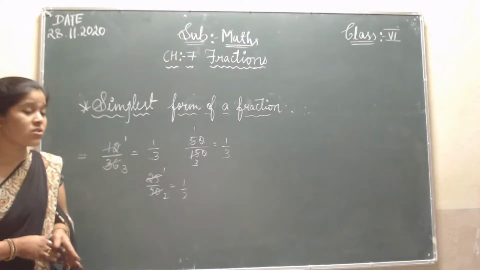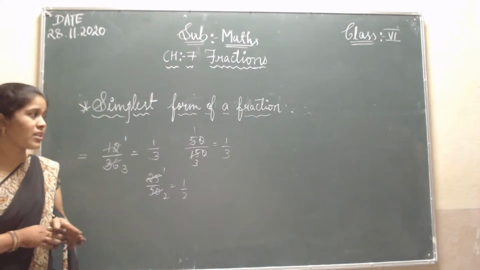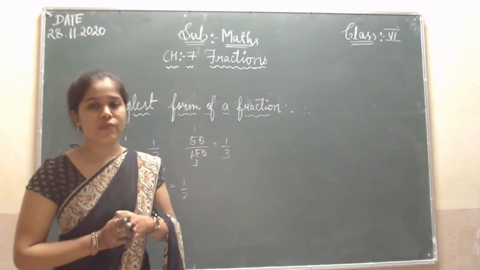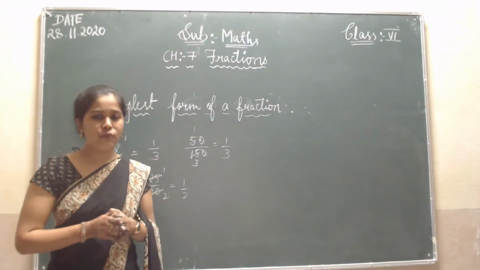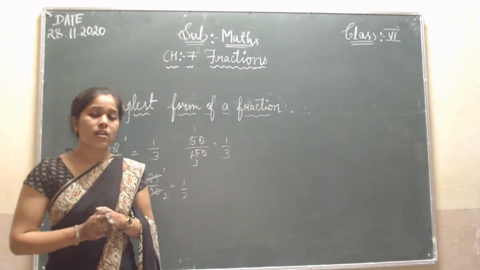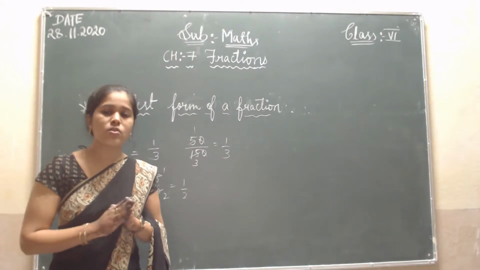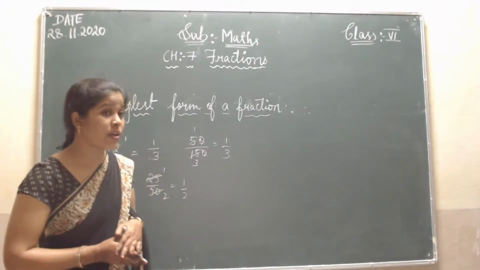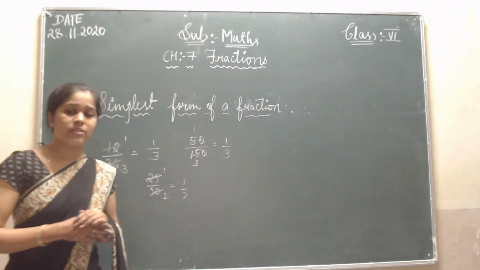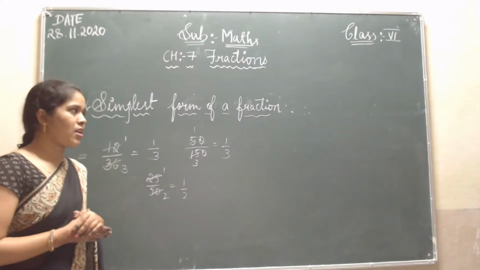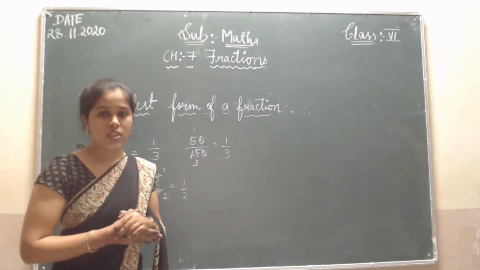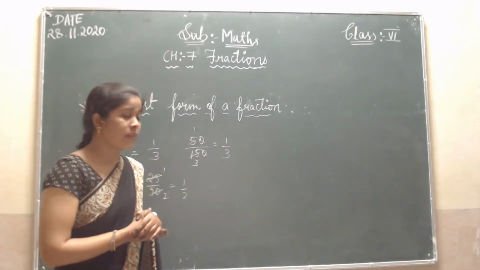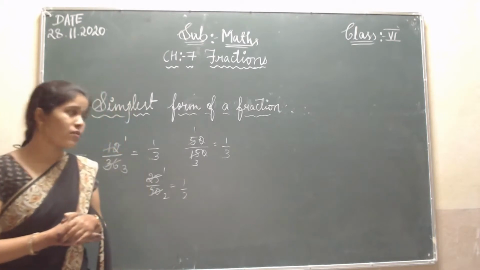Next, the last type of fraction is mixed fraction. A mixed fraction is nothing but a natural number with a proper fraction. For example, natural numbers are 1, 2, 3, 4, 5, 6, up to 9, up to infinity. These are the natural numbers. So natural numbers with proper fractions are mixed fractions. Next, fractions on the number line. We have to draw a number line and plot fractions on that. So we have studied that.